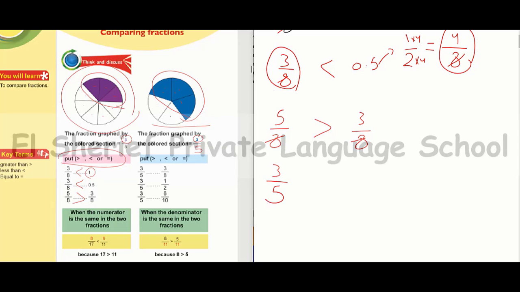3 over 5 and 3 over 8. Now we have the same numerator. So the smallest denominator gives the greatest fraction. Here 5 is less than 8. So this fraction is more than 3 over 8. Again, if we have the same numerator, the smallest denominator, we have 5 less than 8. The smallest denominator gives me the greatest fraction. Here 5 is smallest. So 3 over 5 is more than 3 over 8.